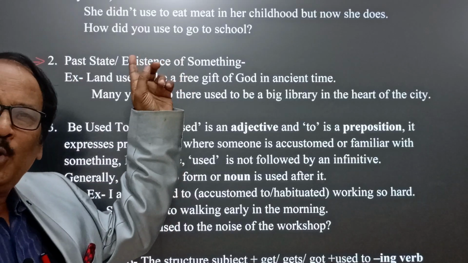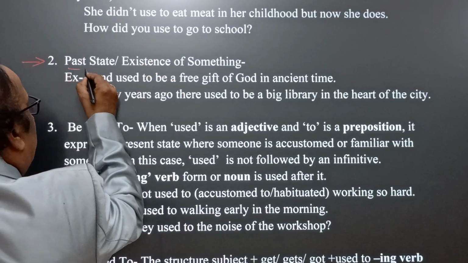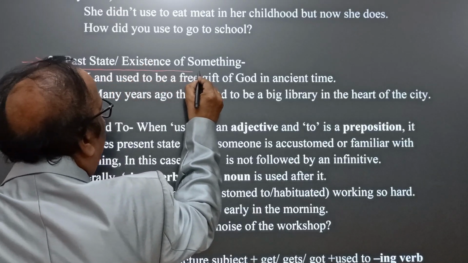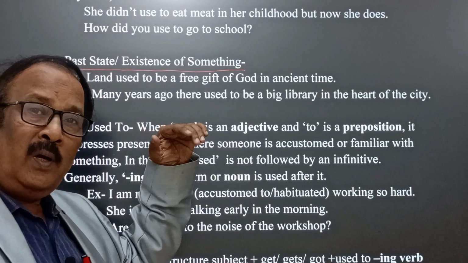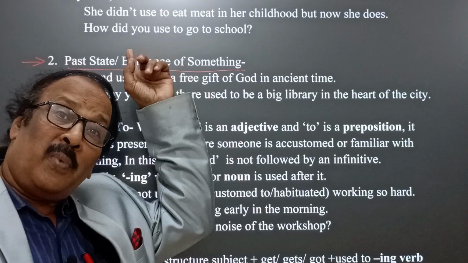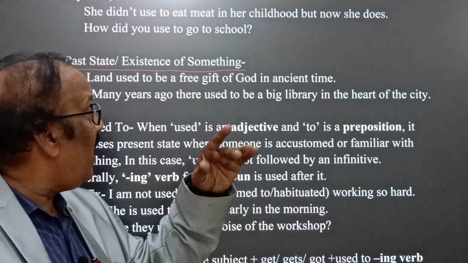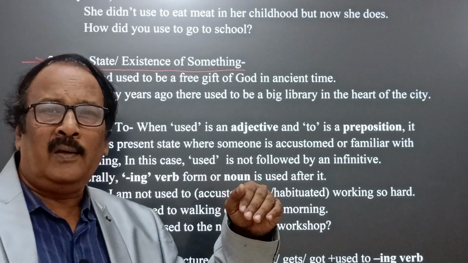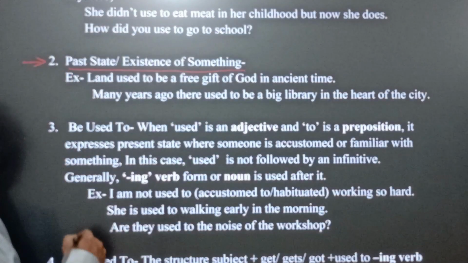Okay, come to the second point: past state or existence of something. It means "used to" can be used to indicate the past state or existence of anything. How? Let's see in examples.